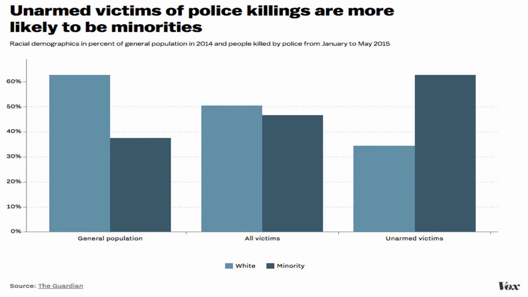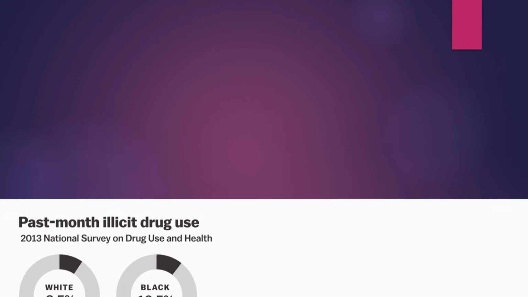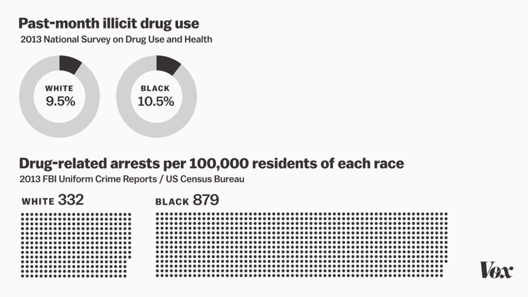Most unarmed victims of police killings are more likely to be minorities. You can see on the left-hand side, minorities make up a smaller part of the general population, but an oversized portion of those unarmed victims of police killings. Illicit drug use: 9.5% white, 10.5% black. But drug-related arrests are orders of magnitude higher for black people.